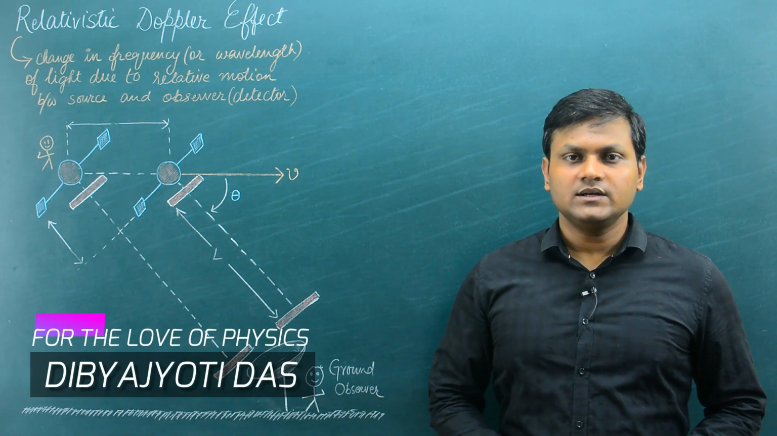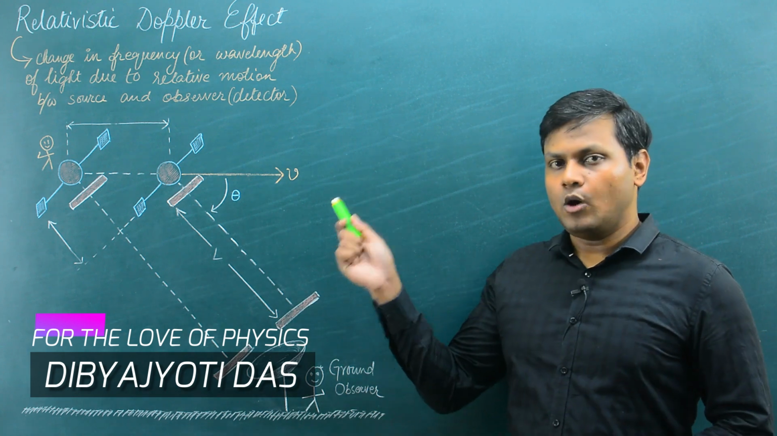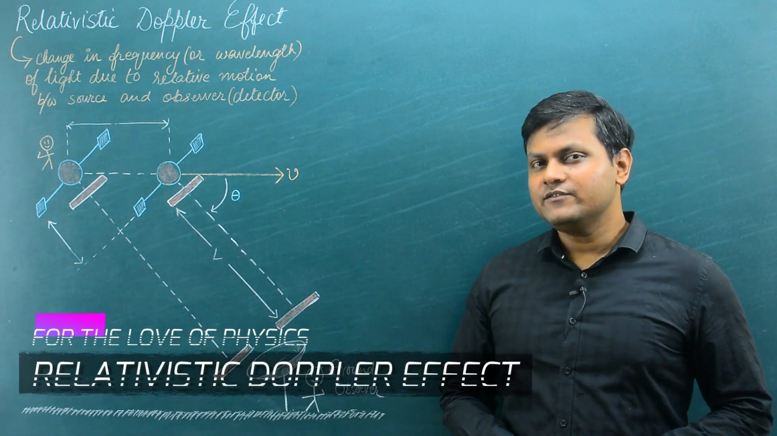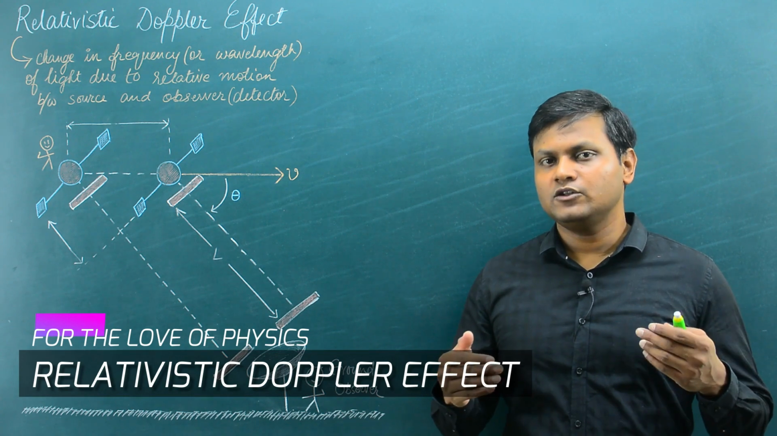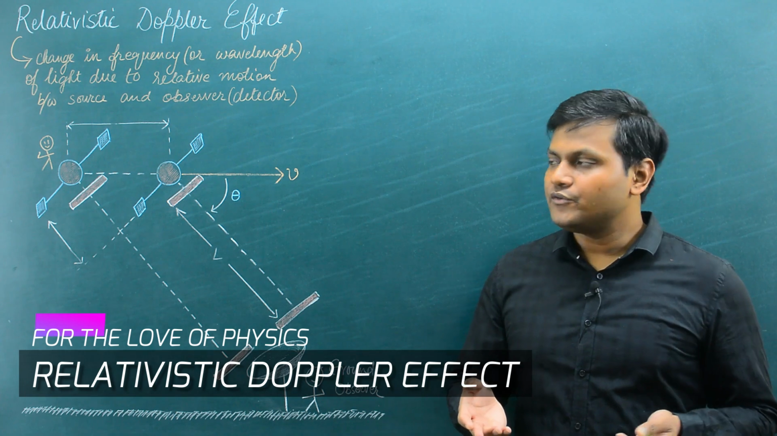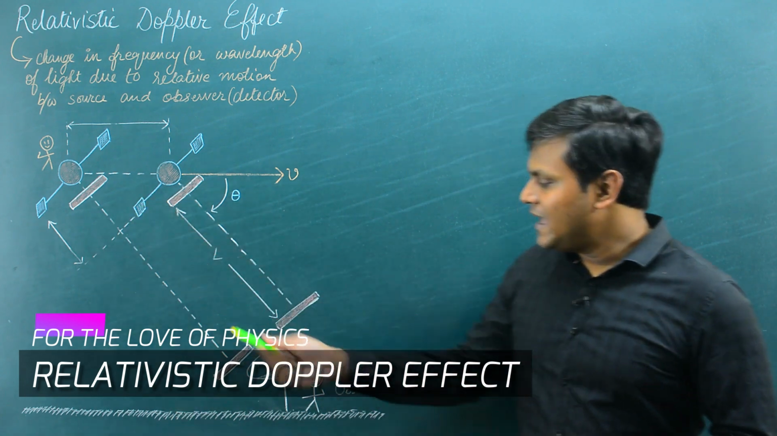I am Divyajyoti Das, and in today's video we are going to discuss the relativistic Doppler effect. The relativistic Doppler effect is a phenomenon where the frequency and wavelength of light changes as a result of the relative motion between the source and the observer.